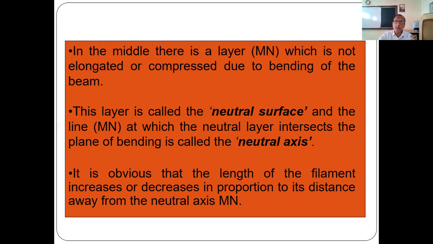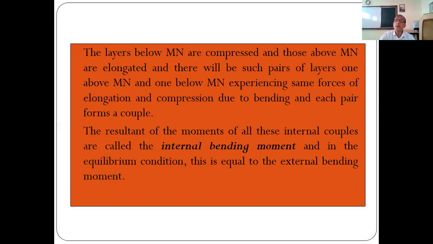It is obvious that the length of the filament increases or decreases in proportion to its distance from the neutral axis. That means how much the length of the filament increases or decreases depends on how far that surface is from the neutral axis. That means the distance from the neutral axis will decide how much elongation and how much compression is taking place in the surface.